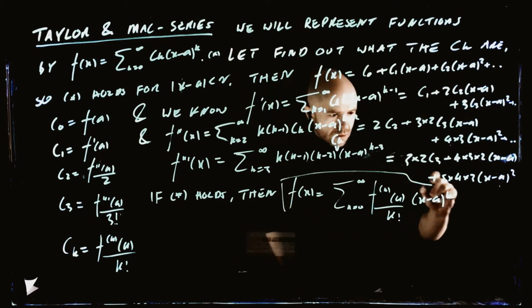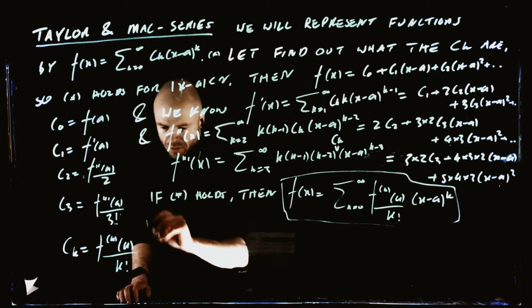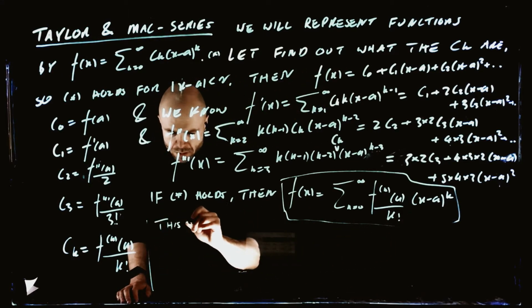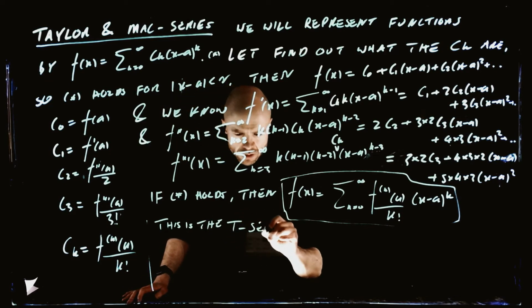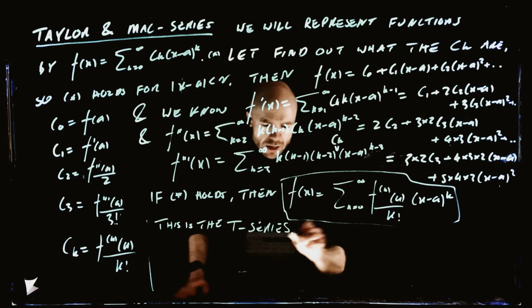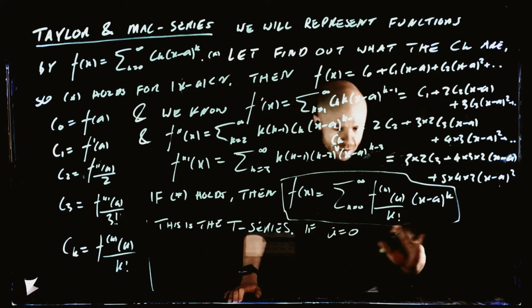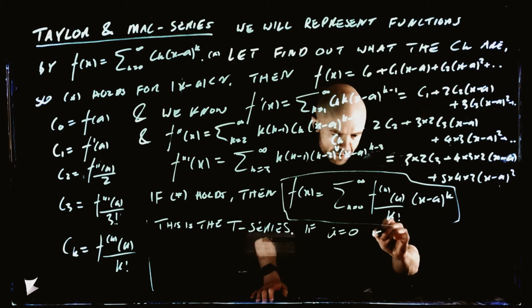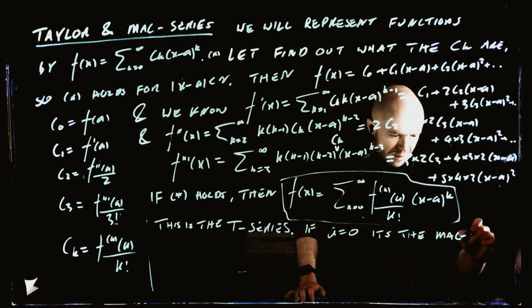And this thing is called the Taylor series. So Taylor series from now on will be T series. And if a is equal to 0, it's called the Maclaurin series, which I'm going to call the Mac series.